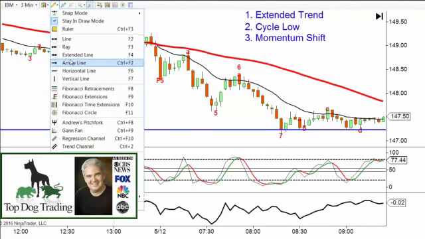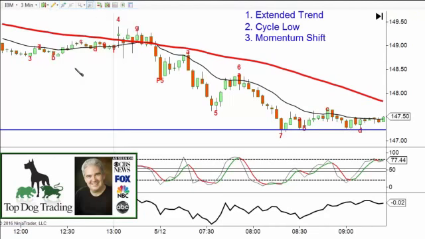So let's bring up our horizontal line again. So as we're looking at these 3 lows, here's our momentum indicator. It's just the indicator called momentum. And it's a 14 period, by the way, if you're interested.